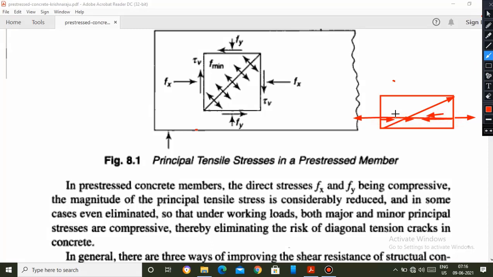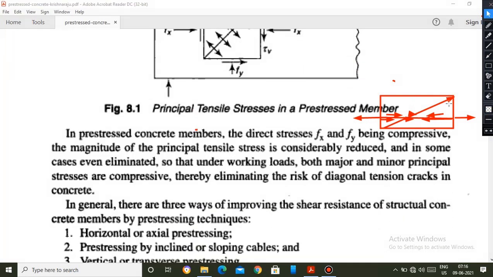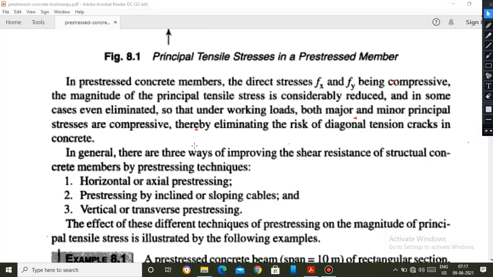Because of this compressive direction, the member will generate a compressive force, which may resist the applied load, thereby reducing the principal tangential stresses in this type of pre-stressed concrete member. And coming to the next three conditions.